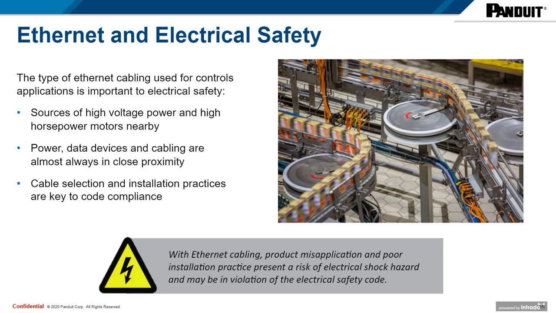The sources of power and high horsepower motors are typically nearby, somewhere in the area down at that control level, machine level. And power and data devices and cabling are almost always in close proximity within the control panel, and that's where they're all terminating. And it's very difficult to design around this, as you all know. So informed cable selection and applying best practice installations are the key to code compliance and really to reliability and performance as well.